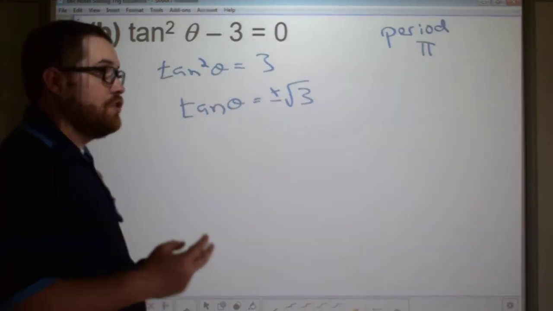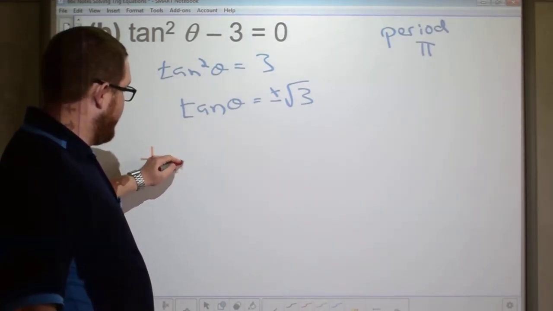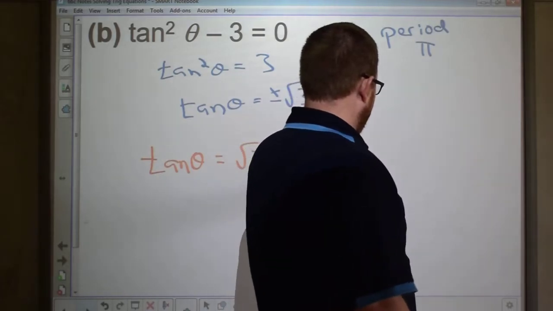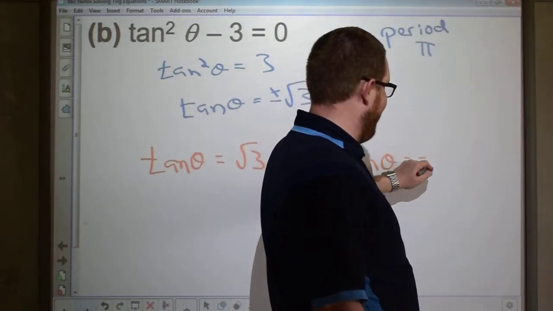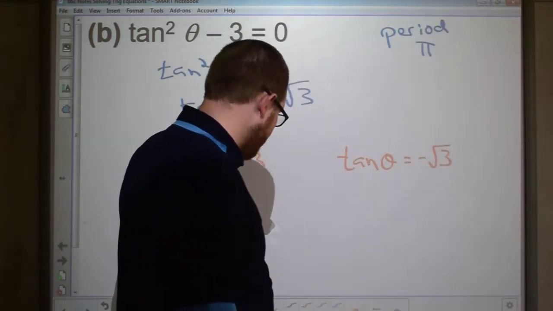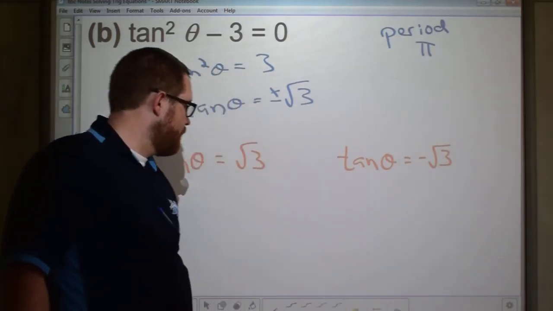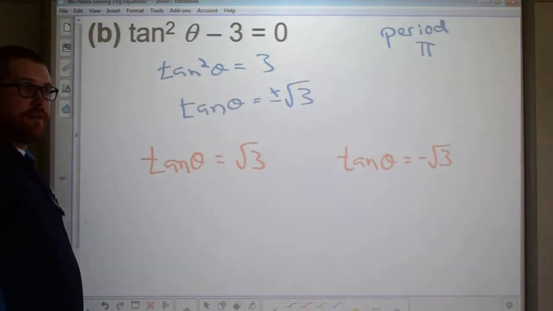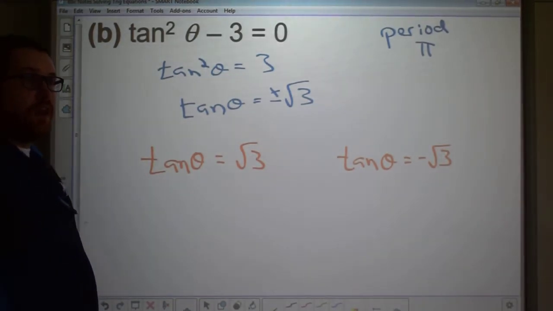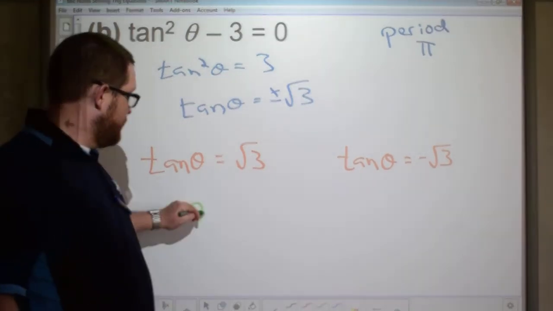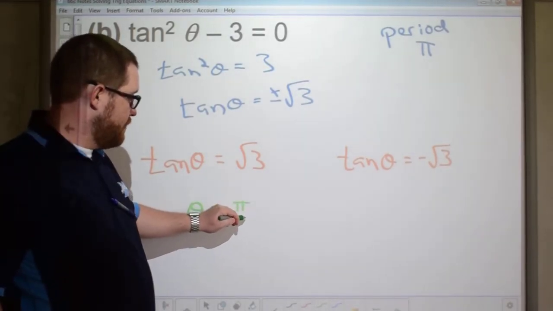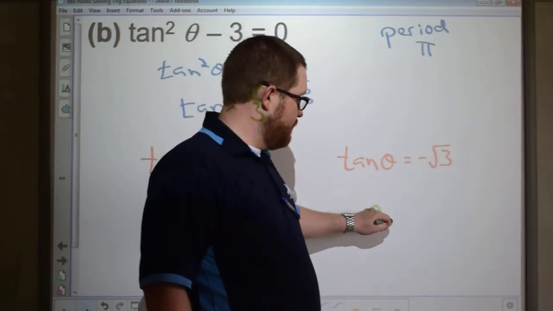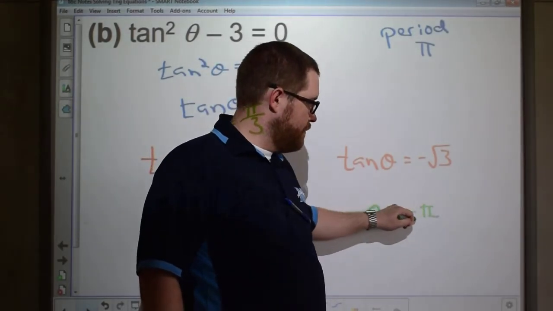So let's write these as two separate problems. Tangent of theta equals square root of 3. Tangent of theta equals negative square root of 3. Where does tangent of theta equal square root of 3? Well, hopefully you know by now that this is the point pi over 6. I'm sorry, pi over 3. And for the negative, it's negative pi over 3.